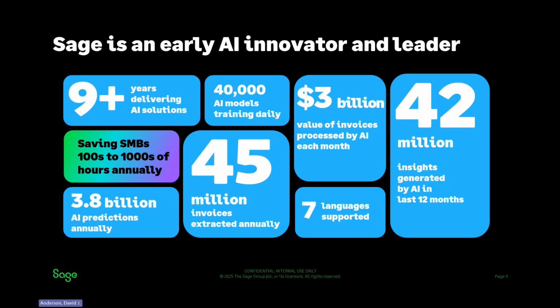Now, annually, what we're seeing is that we're extracting over 45 million invoices. We're making 3.2 billion predictions, and it's generating over 42 million insights. And every single month, AI is extracting invoices with a combined dollar amount of over $3 billion. So we're saying every day, we have 40,000 AI models that are training on the data. They're supporting 7 languages, and our domain-specific LLMs are training over 7 billion parameters, which are fine-tuned specifically for accounting. And those numbers are growing every single day.